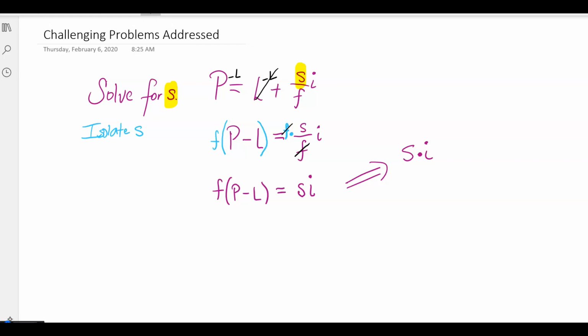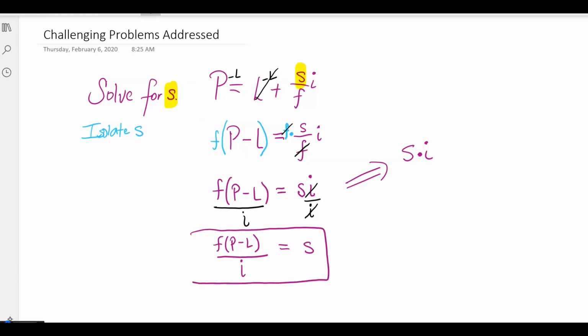Again, you will have to do the inverse of multiplication, which is division. So we will divide by I. That gets rid of the I's, and voila, we have S on one side by itself. So F times P minus L, in parentheses of course, divided by I. That's how you solve for S in this situation. So I guess the moral of that story, you always perform the inverse of whatever operation is going on at that time to isolate a variable.